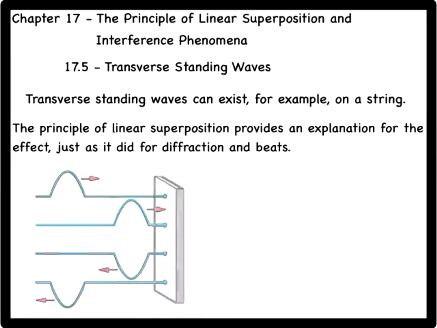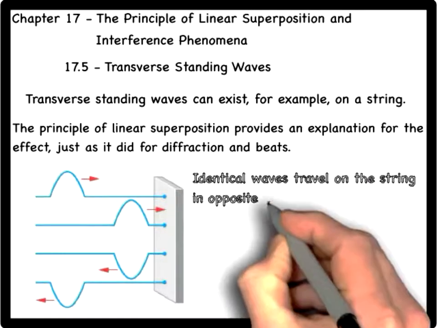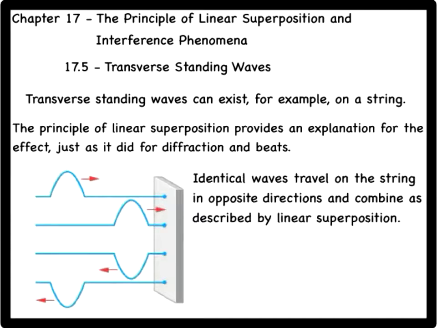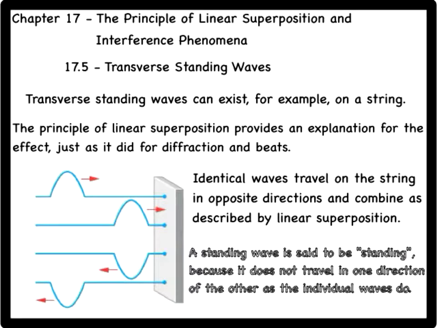One end of the string is held fixed, say attached to the wall, and the other end is moved up and down, causing wave pulses to propagate down the string. Standing waves arise because identical waves travel on the string in opposite directions, and combine in accord with the principle of linear superposition. A standing wave is said to be standing because it does not travel in one direction or the other, as do the individual waves that produce it.